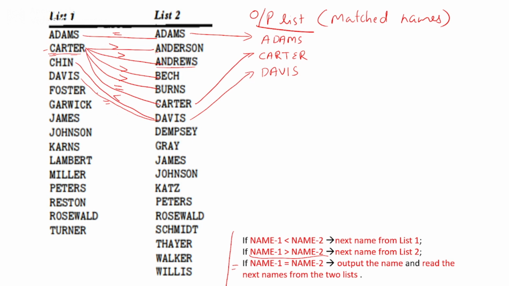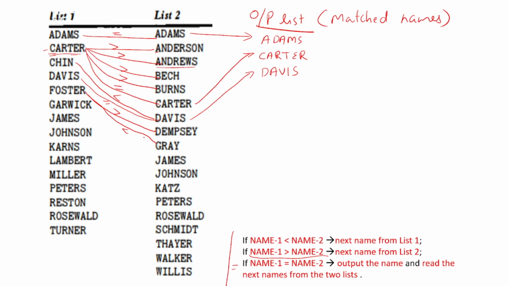Foster and Dempsey. So Foster and Dempsey I am going to compare, which is Foster is bigger than Dempsey. So we'll go to the second condition, next name from list 2. So Foster is compared with the Gray. Now Foster is less than Gray. So what will happen? Next name from list 1.